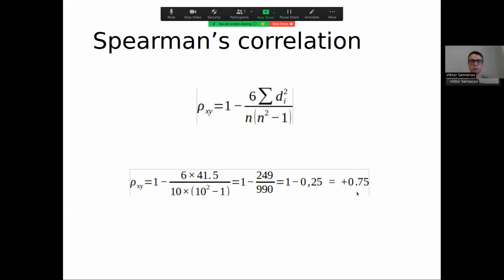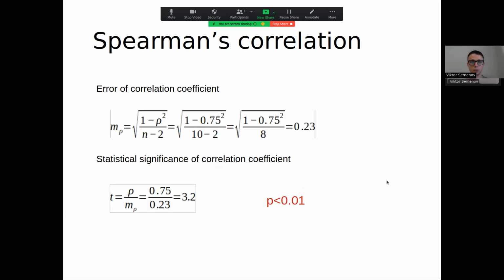So we have the correlation coefficient, but it is not the end of the story, because we would like to know if this correlation coefficient happened by chance. What do we mean by this? We would like to know if this finding is random, what would happen if we took another 10 people and did the same measurements.